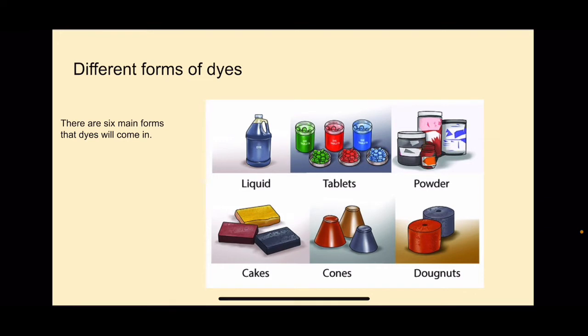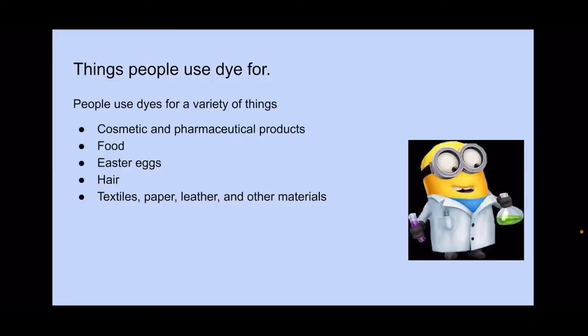Different forms of dyes. The main six different types of dyes are liquid, tablets, powder, cakes, cones, or donuts. Things people use dyes for. People use dyes for a variety of things like cosmetic and pharmaceutical products, food, Easter eggs, hair, textiles, paper, leather, and other materials like those. Here are some example videos of people doing things like dyeing the hair pink or a type of dye being put in and dyeing the water.